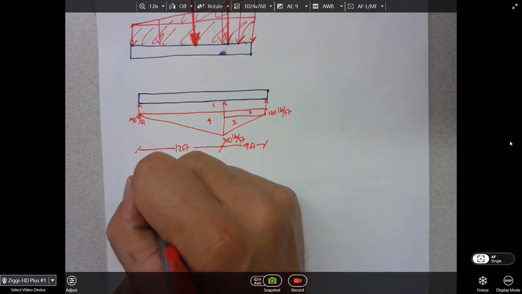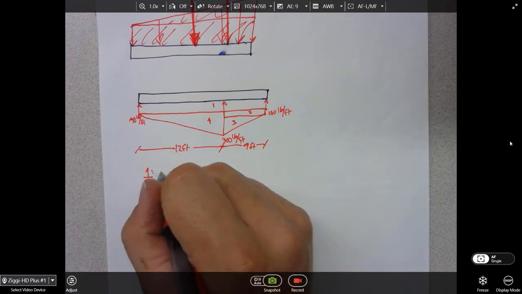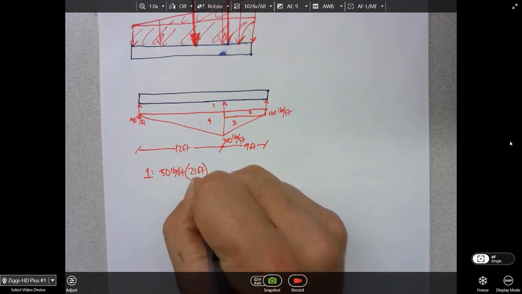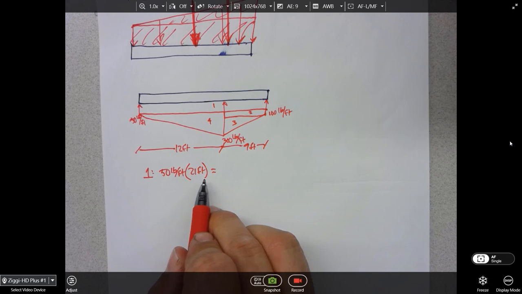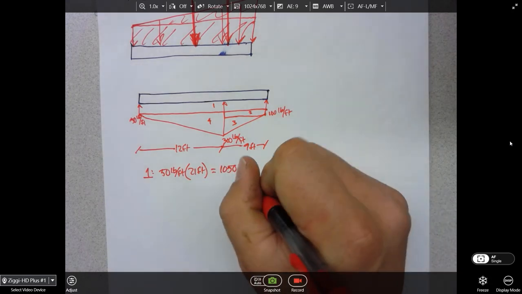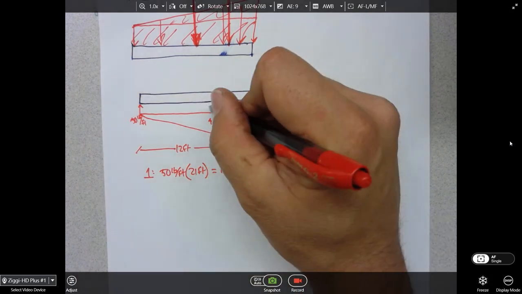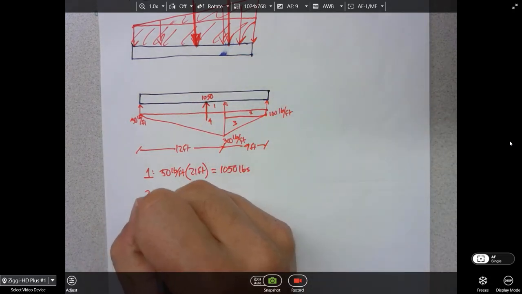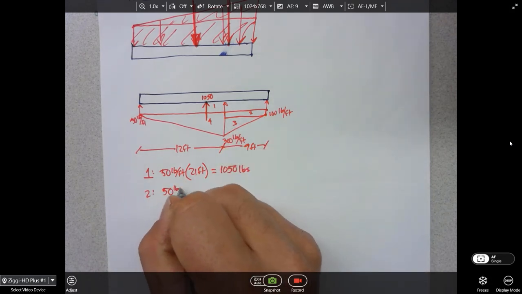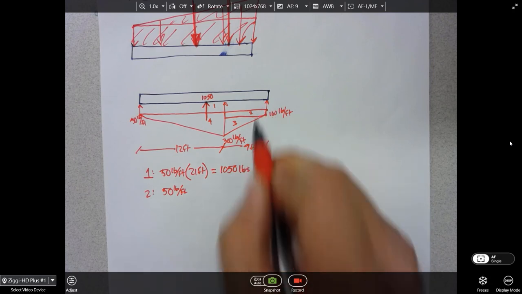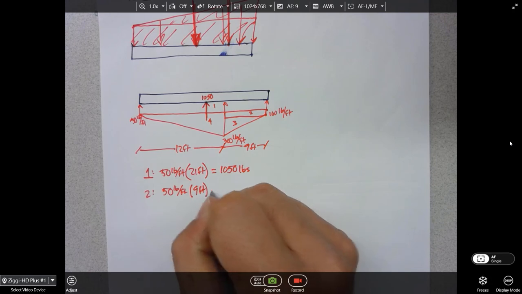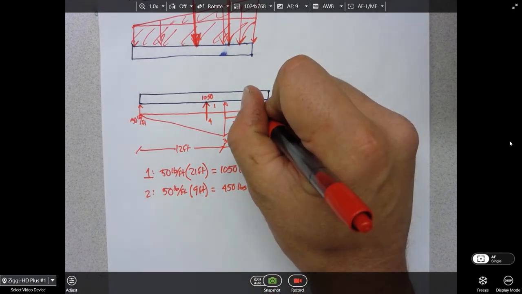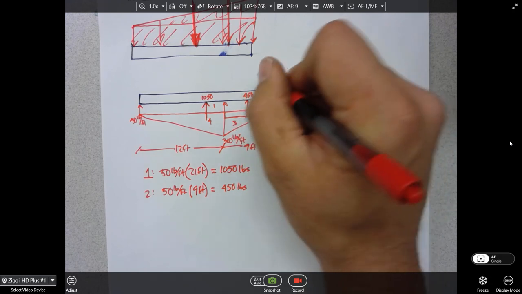Okay. So let's deal with area 1 first. Area 1 has a magnitude of 50 pound feet and a length it looks like of 21 feet, for a total of 1,050 pounds. And we know that's located right in the middle, right? Area 2 has a magnitude of 50 pound feet. Tempting to say it's 100, but it's not because we've already counted for half of it. Times 9 feet. So that's going to be 450 pounds. And it's going to live in the middle of this, which is 4.5 feet from the end.